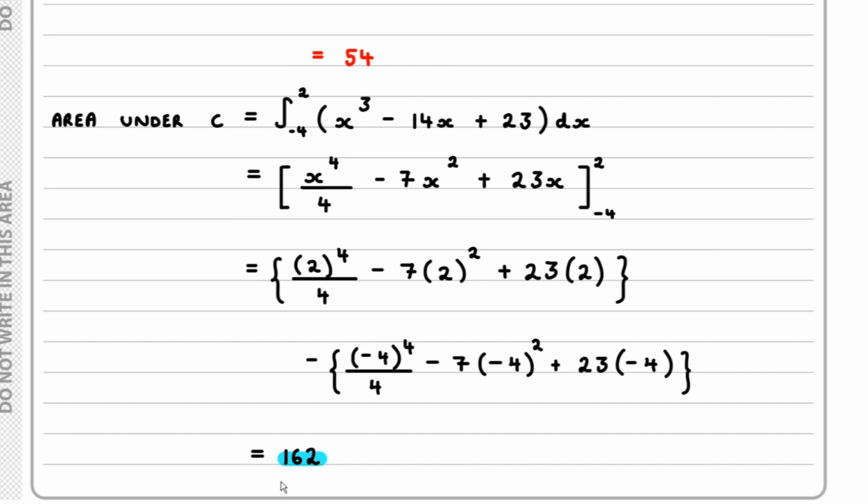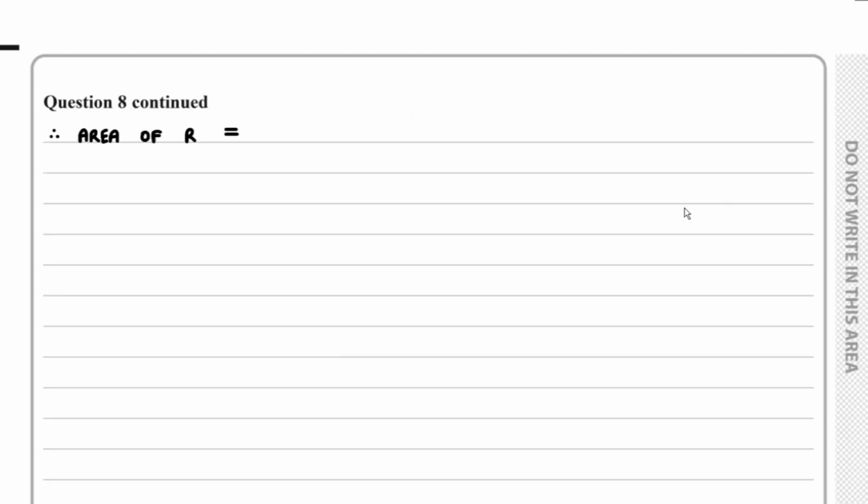Therefore, to find the area of R, we need to do 162 subtract 54. So the area of R is 162 subtract 54, which is 108 units squared.